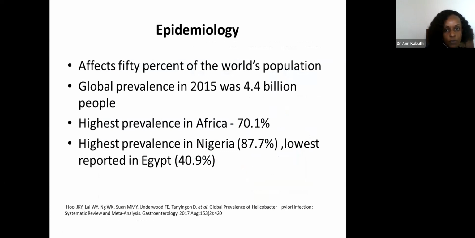So in terms of the epidemiology of H. pylori, this bacteria affects 50% of the world's population. In a systematic review and meta-analysis done by Hooi et al., they estimated the global prevalence of H. pylori at 4.4 billion people in the year 2015. And prevalence remains high in developing countries. In this meta-analysis, the highest prevalence was found in Africa, estimated at 70.1%. In Africa, the highest prevalence was noted in Nigeria at 87.7%, and it was lowest in Egypt at 40.9%.